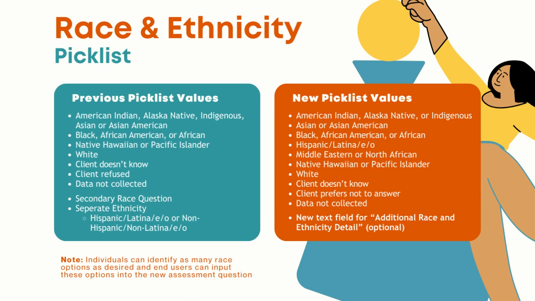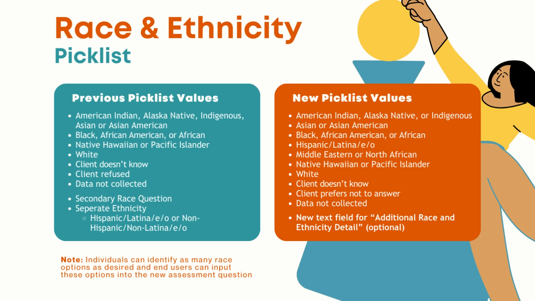The next update we have is race and ethnicity. So the previous pick list value was American Indian, Alaska Native, Indigenous, Asian, or Asian American, Black, African American or African, Native Hawaiian or Pacific Islander, white, client doesn't know, client refused, data not collected. There is also a secondary race question and a separate ethnicity question.